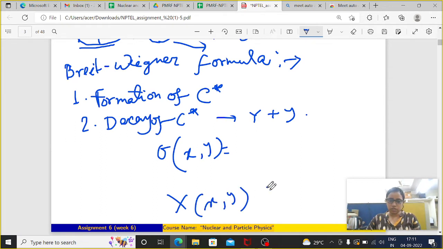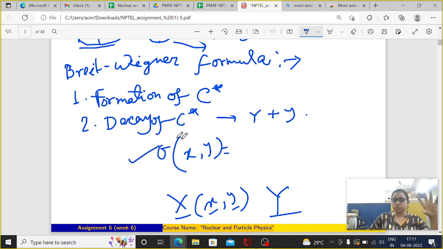I think you all know what this reaction notation means. It means that the target nucleus is capital X, the projectile is small x, the residual nucleus is capital Y, and the outgoing particle is small y. So this type of reaction is there, but now I am going to write the cross section for the whole compound nuclear process.